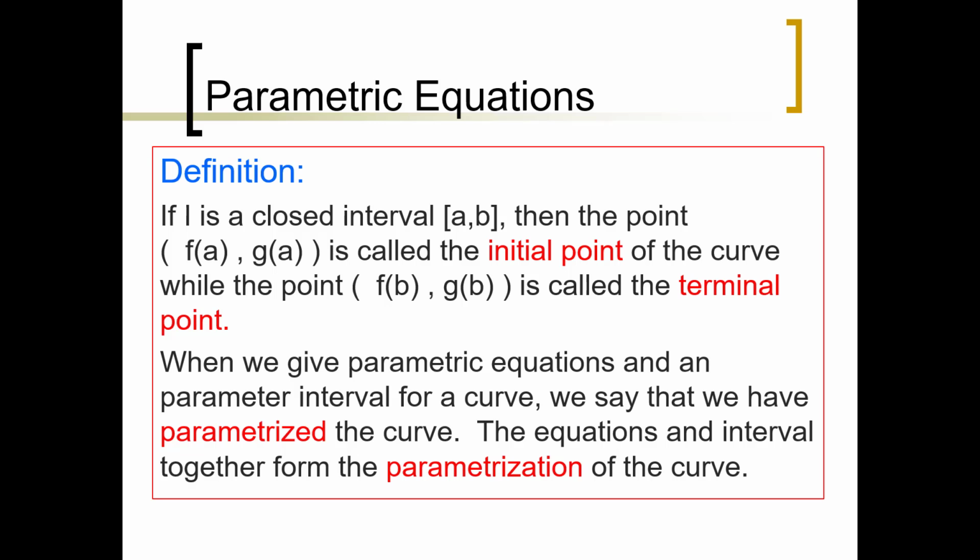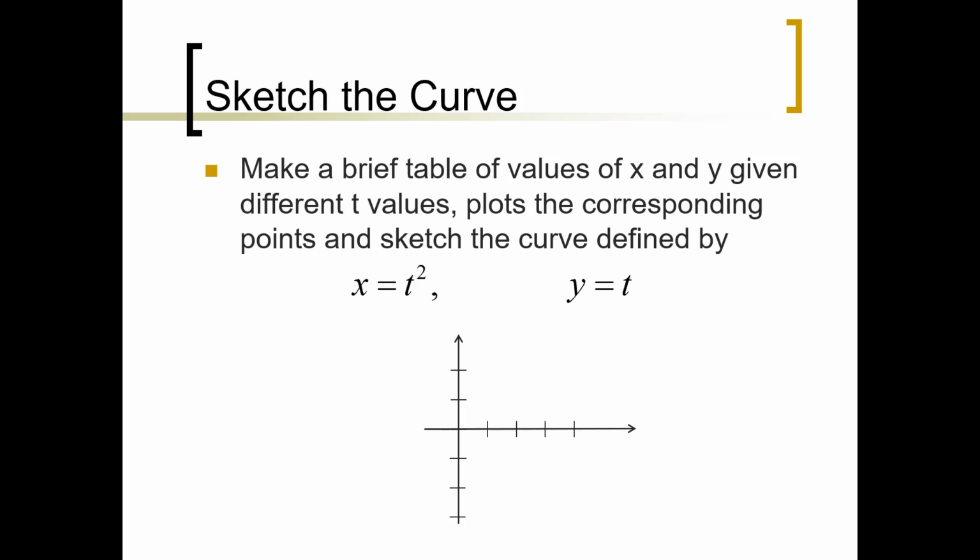If the interval is not closed but half closed, then we still have similar definitions for initial point and terminal point, depending upon which end the interval is closed. If you have a curve and you give parametric equations and a parameter interval that generates that curve, we say that we have parametrized the curve. The equations and the interval together form a parametrization of the curve, and there is a point whose trace is the curve itself.